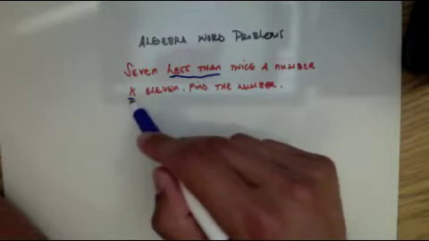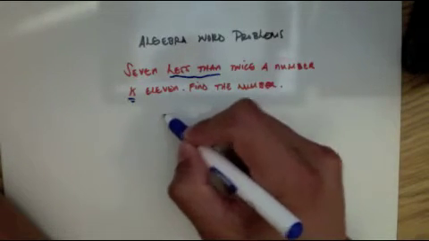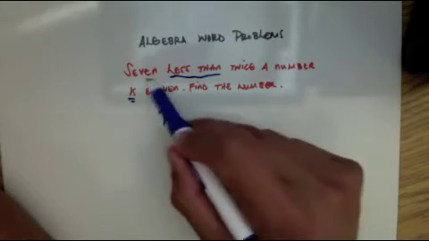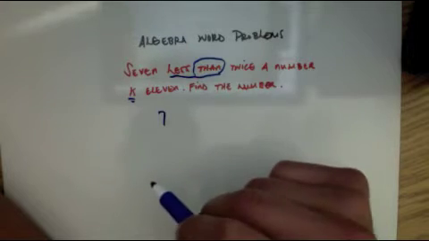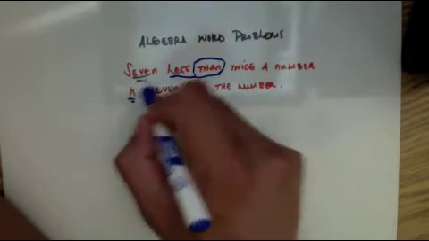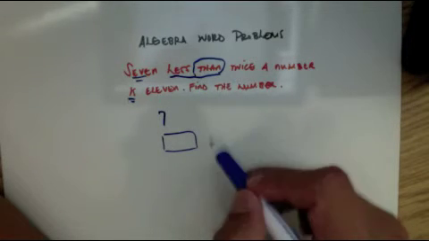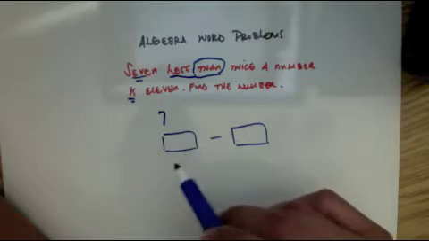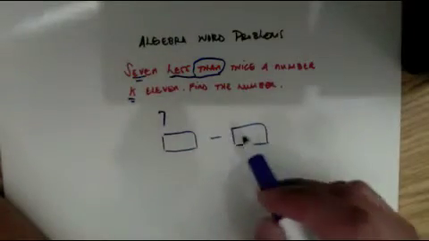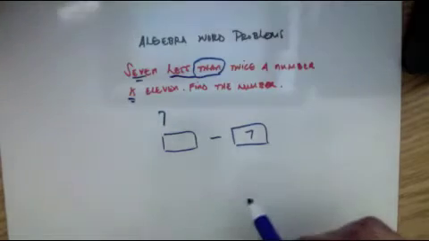is 11. Okay, so we have the number 7. 7 is less than. Now this is very important. You see how it says less than? That means the 7 is going to go on the back. So you have two items. We know less than is subtraction. We have two items, and then we're going to have a 7. So that 7 is going to go in the back because it says less than.